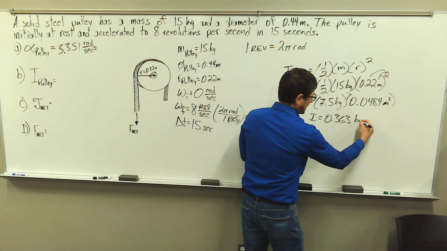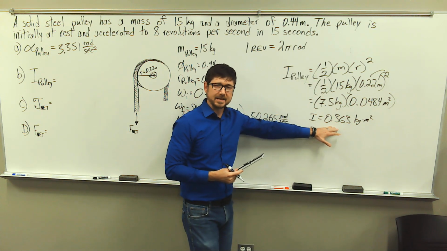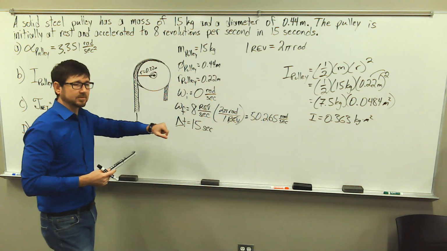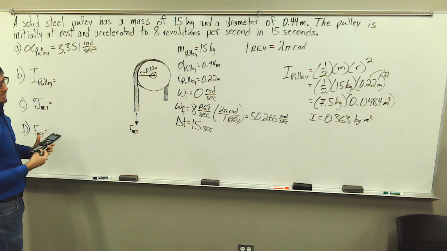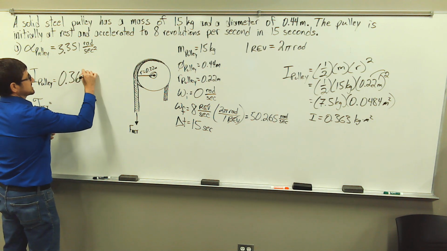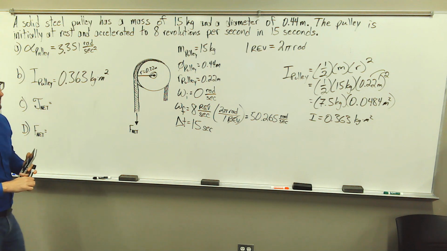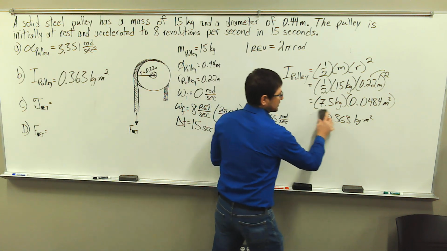And this is going to give me 0.363 kilogram meters squared. So I'm going to copy our answer down for the moment of inertia of the pulley. I'm going to put it in my answer column over here. 0.363 kilogram meters squared. Okay? Going to erase this.